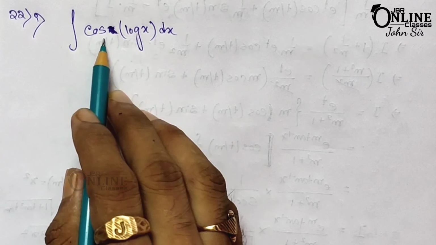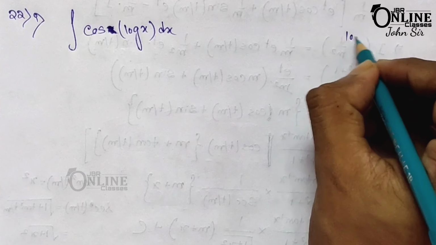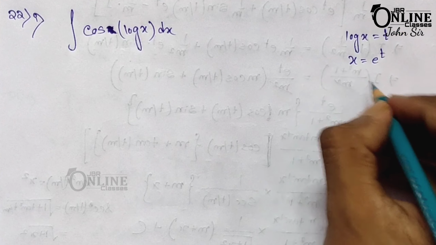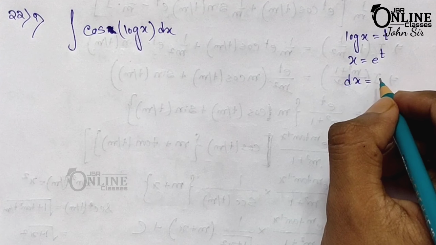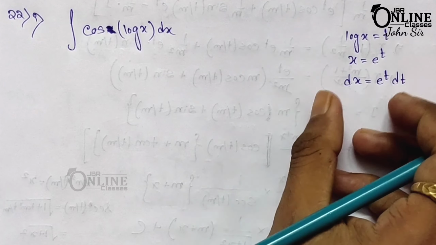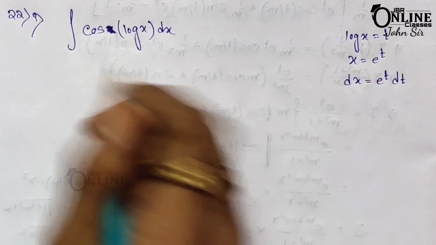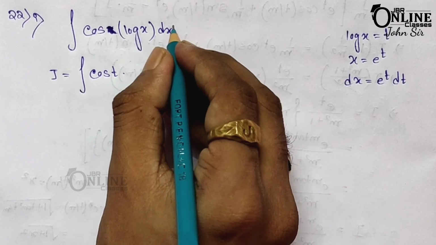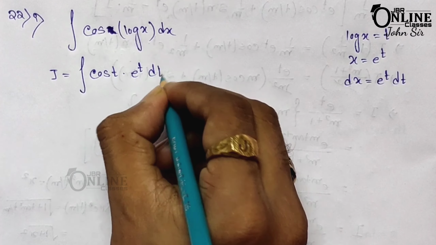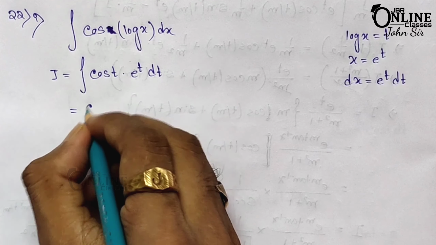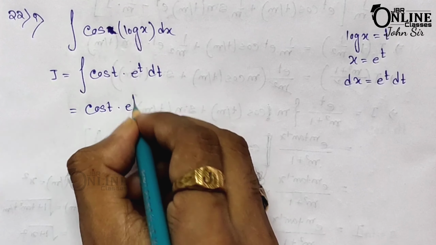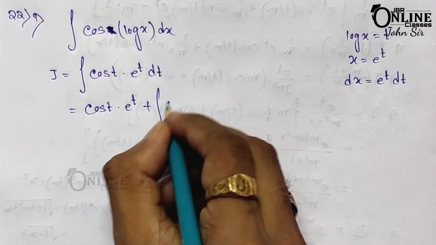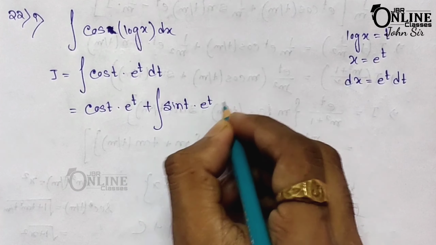Next, integration cos log x. So first let log x equal t, then x equals e to the power t. So here dx equals e to the power t dt. So here I equals integration cos t, and instead of dx write e to the power t dt. Now you know the by parts: cos t, integration of e to the power t will be e to the power t, then minus integration derivative of cos t, that equals sin t, then again e to the power t dt.